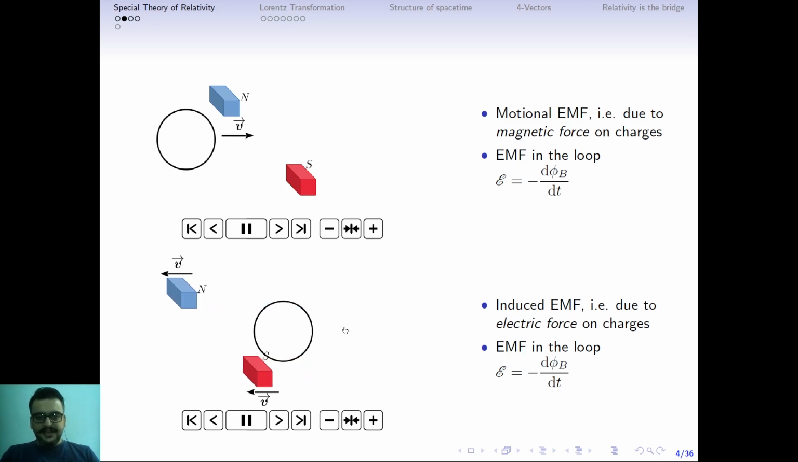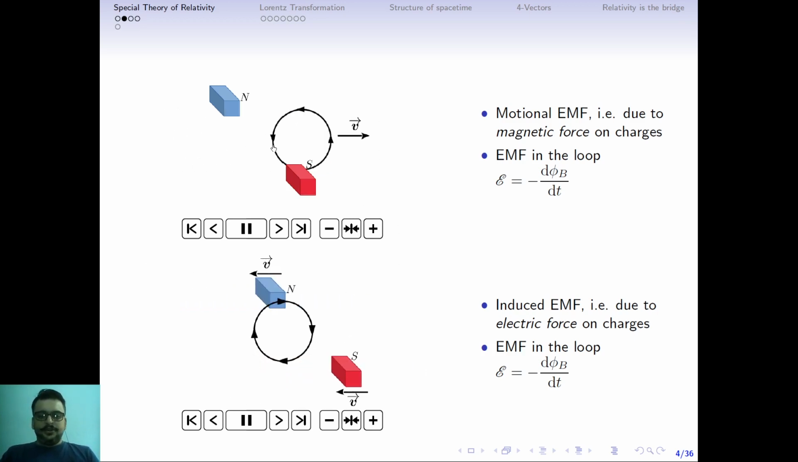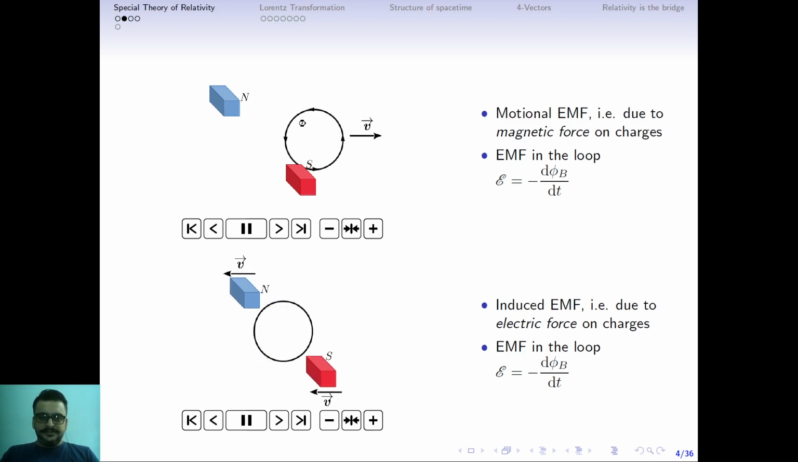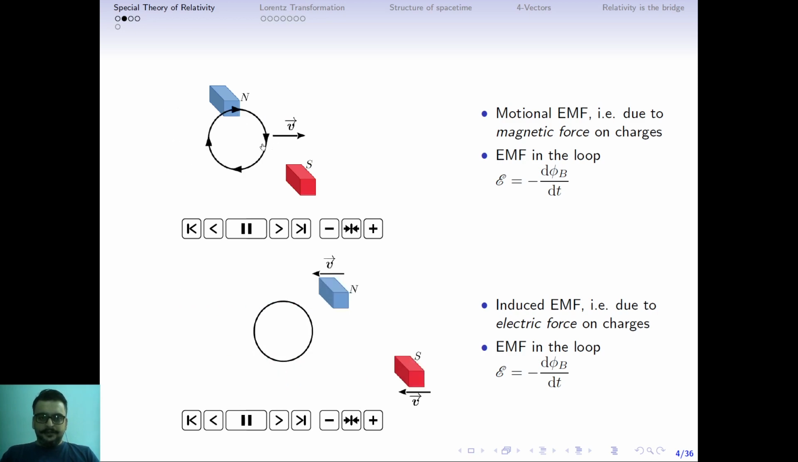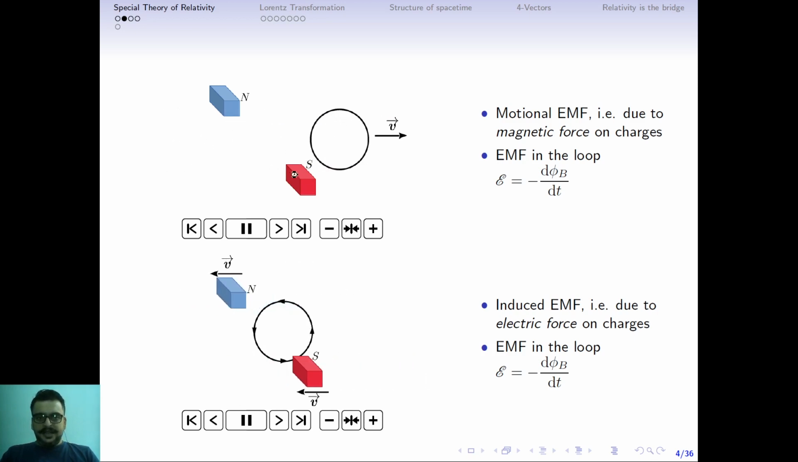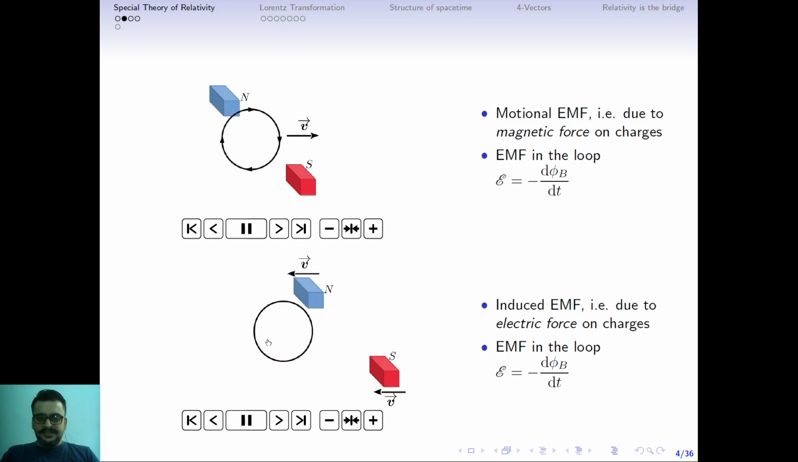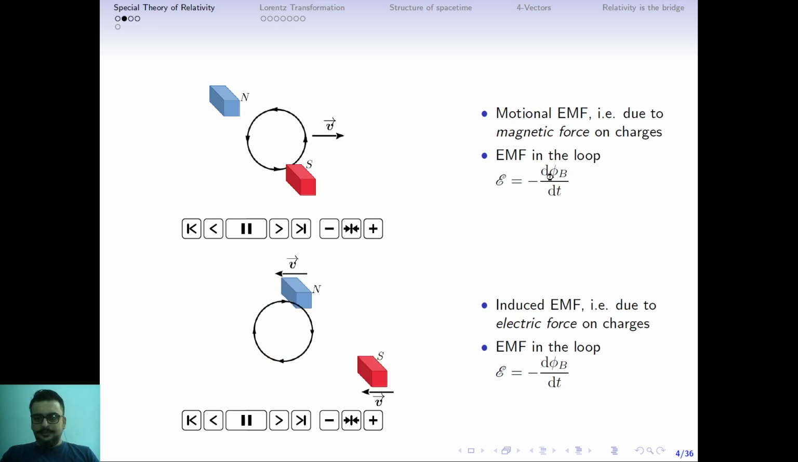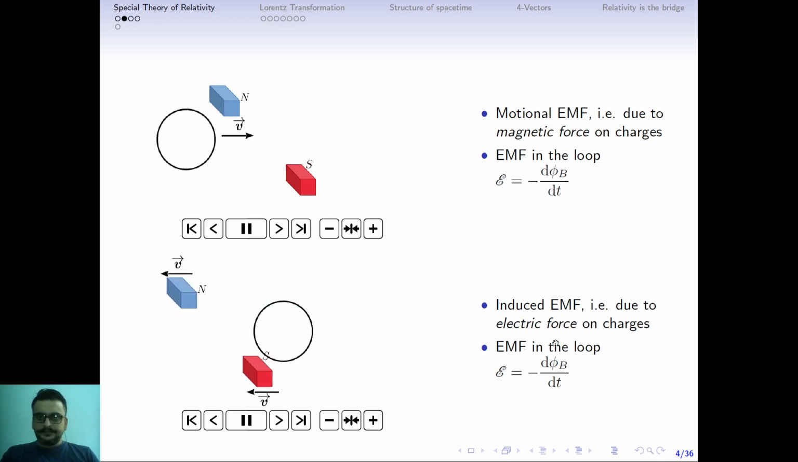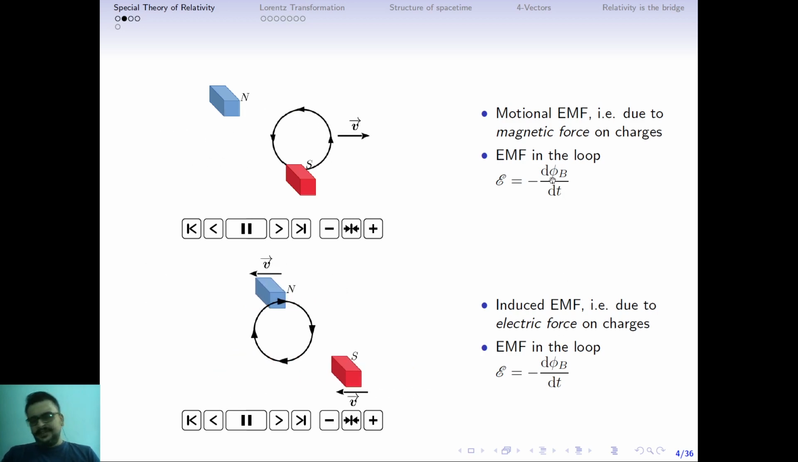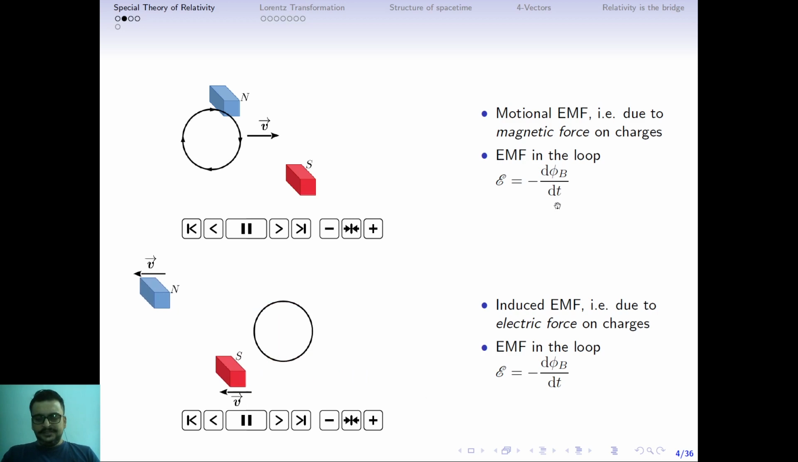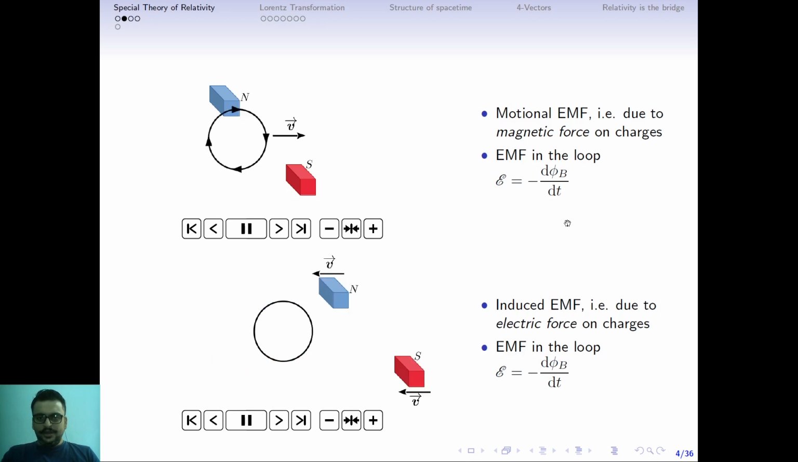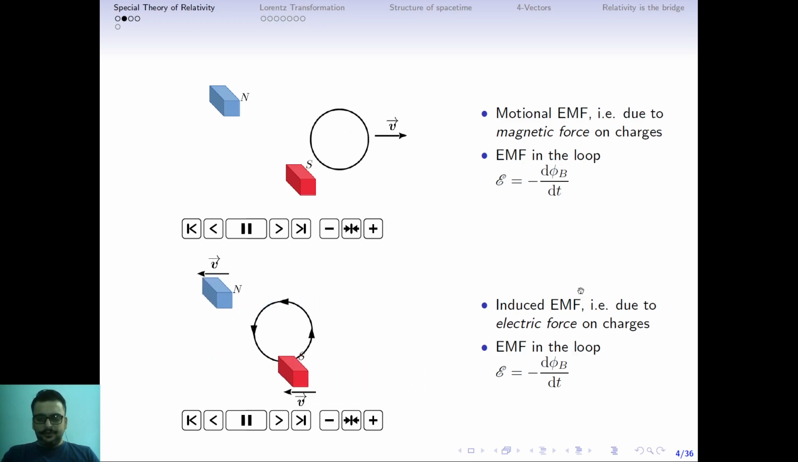People thought initially that the principle of relativity is not applicable in the case of electrodynamics. Because these are two different reference frames, the physics should be different, and of course that's what it turns out. Here the charges move due to magnetic force, and here the charges move due to electric force. So the physics is different, but we get the same result in both cases. People at that time, in the late 19th and early 20th century, thought that it was just a coincidence that the EMF turns out to be the same in both cases.